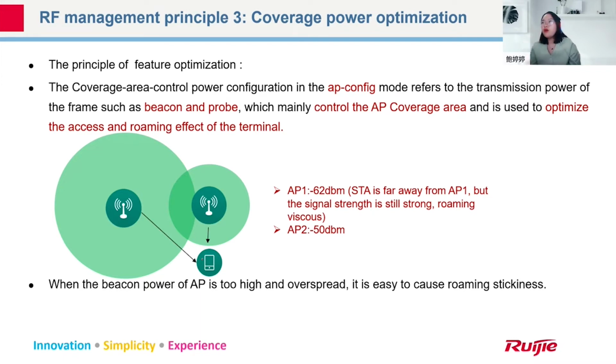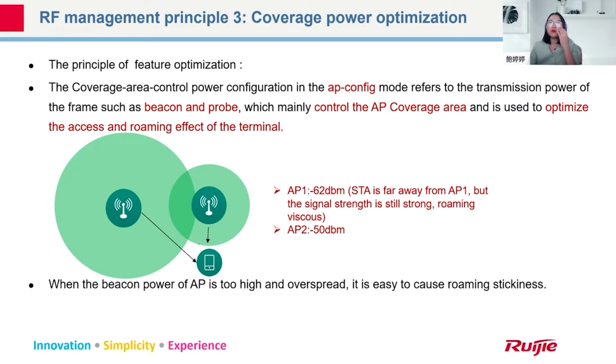But how the station does the roaming, or chooses which AP to connect to, depends on the parameters on the devices. For example, if the signal is lower than -75 dBm, I will choose another one. Otherwise, I think AP1 can also provide the service for me. So in this scenario, this is what we call roaming stickiness. We still connect with AP1, but actually AP1 is not the best choice for the terminal.